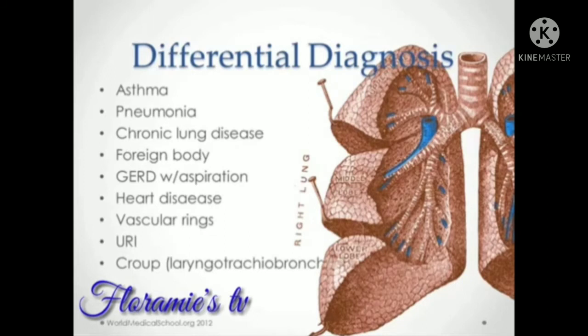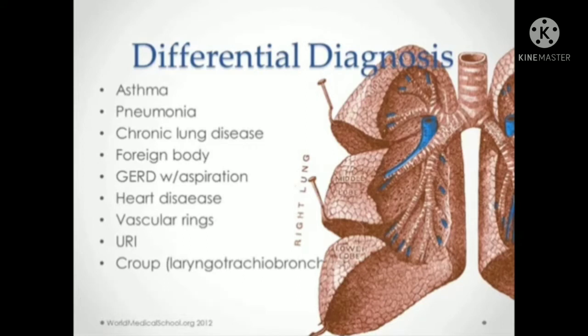So some chronic lung diseases, both congenital and acquired, can look like this. Foreign bodies can cause wheezes. One big thing to look for there is asymmetry. We remember that things are more likely to go down the right bronchus, and therefore you're more likely to have a wheeze on the right side.